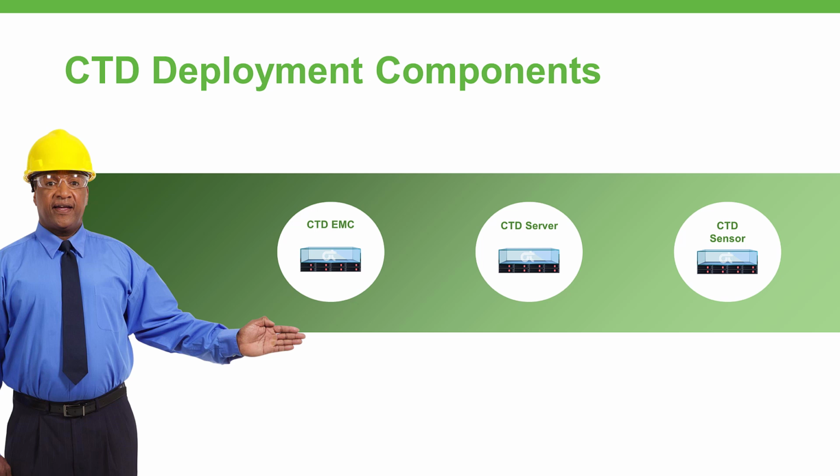The CTD server is typically connected to the core switch of the OT network. It monitors the data passing through that core switch and collects relevant information to provide you with visibility into your asset hardware complement. The next component is EMC, or the Enterprise Management Console.